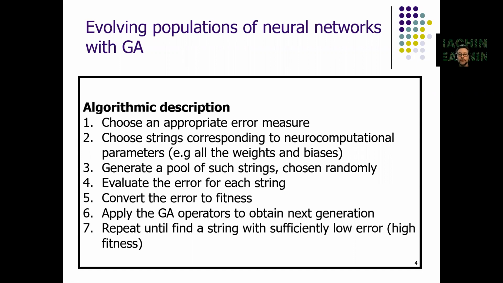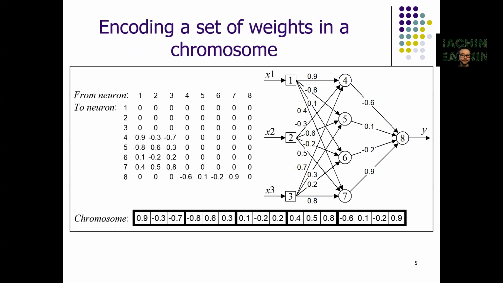Then you generate a pool of strings. These are members of the population. You evaluate the performance of each member of the population according to the criteria you have set. Sometimes you have to convert that to a fitness and then apply genetic operators to obtain the population for the next generation. That involves crossover, mutation, selection, etc. And this is an iterative process. It runs for several iterations or until you produce a very low error or high fitness. It depends on how you define fitness and whether error can be used directly as a measure of fitness.